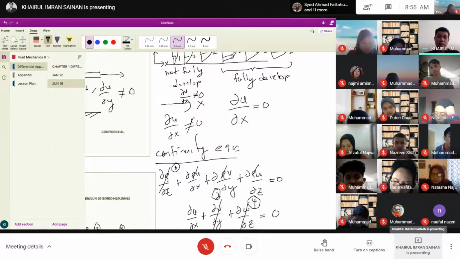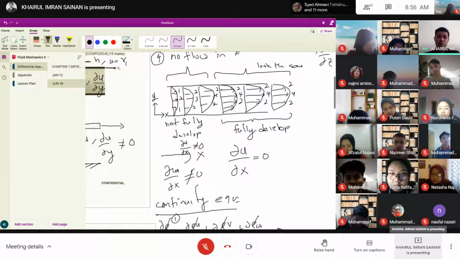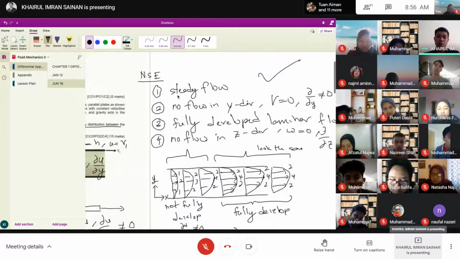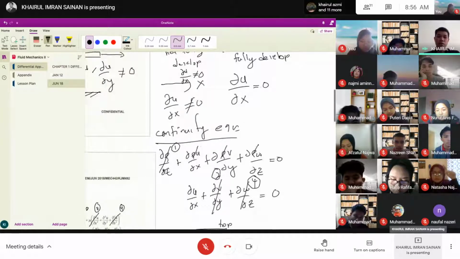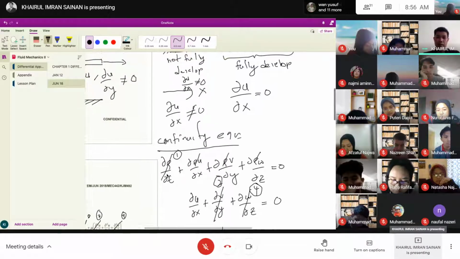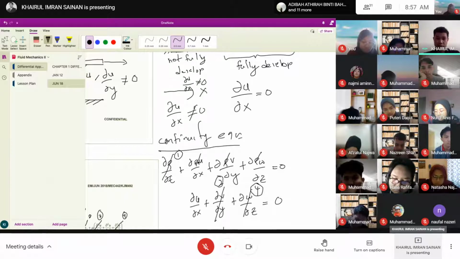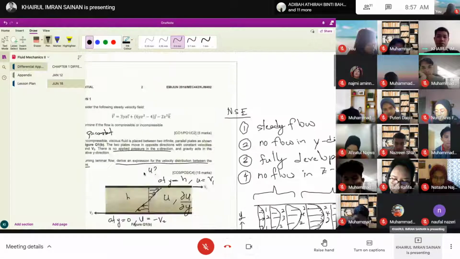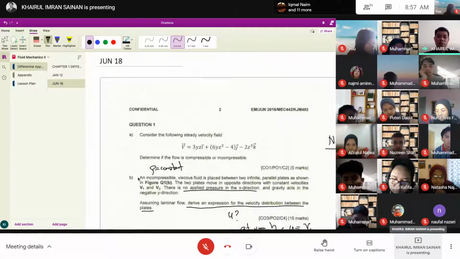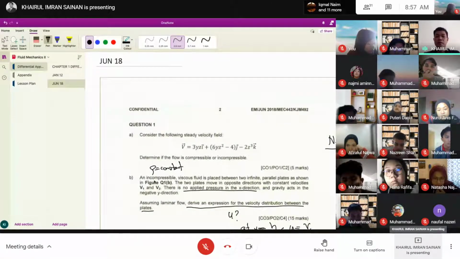Okay, so number 1, I cancel out del rho over del t. I put 1 because our assumption is steady flow. It doesn't change with time. Okay, next, we need to cancel out, or not cancel out, since rho is constant. Why is rho constant? Because your problem is incompressible.